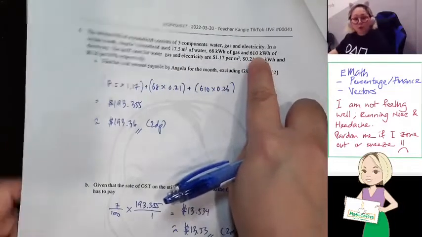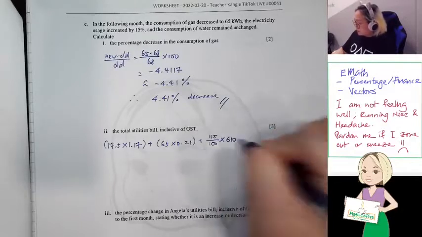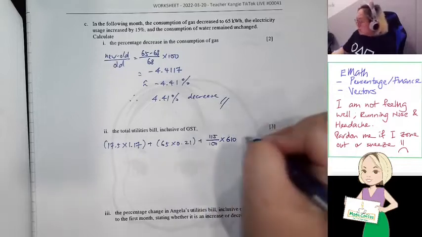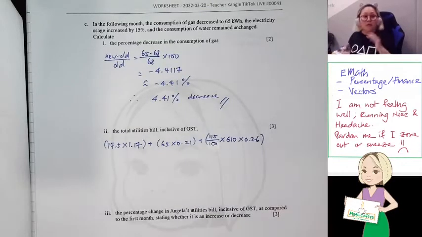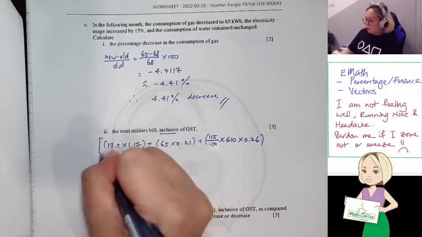That was the old one, correct? So 115 over 100 multiplied by 610. This will be the new electricity that I use, multiplied by the rate, which is 0.26. Remember, they want to calculate the GST, correct? So I'm going to put a square bracket.